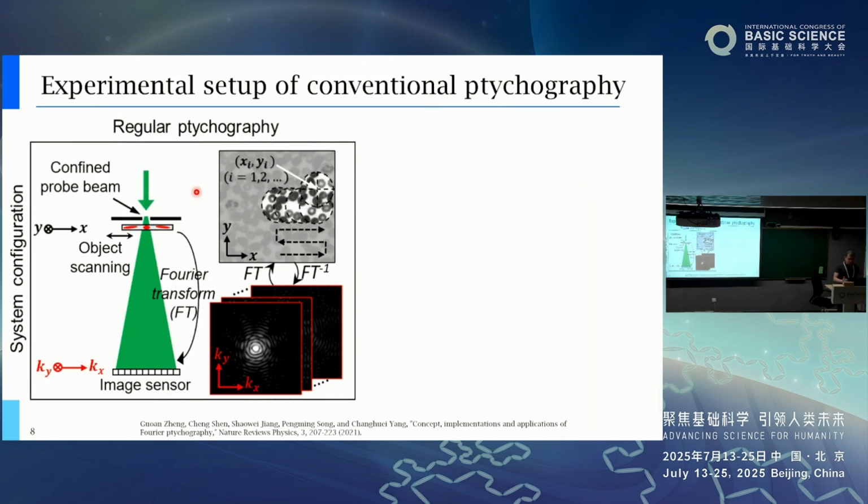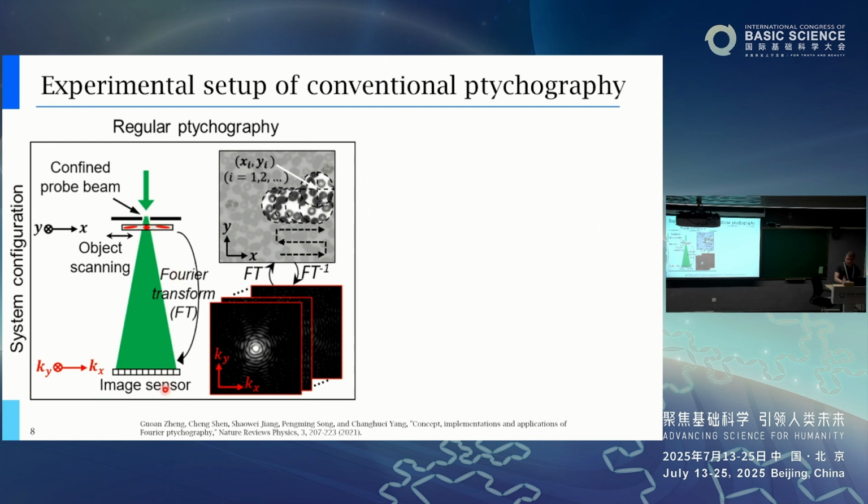So this is the conventional setup, the concept of ptychography. What you have here is very simple. You have a beam, a light. This light can be photons, X-ray, EUV, optical light. It can also be electrons, which you can generate by using an electron gun. Then you have the object, and you try to confine the beam into a small region. So you have a pinhole here, and you illuminate this object with this pinhole.